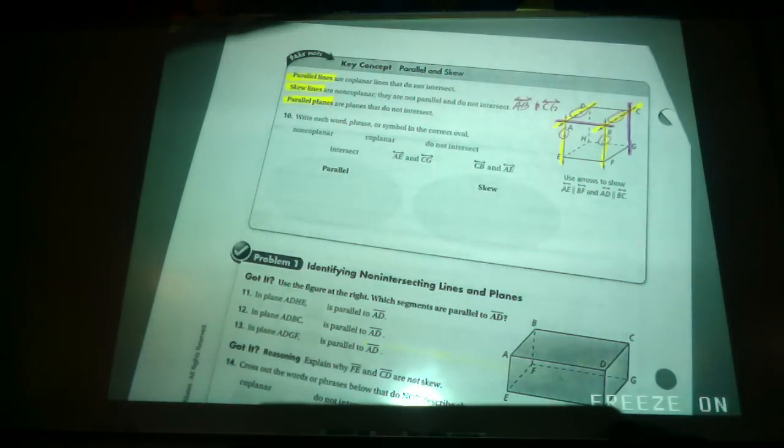Compare yours with somebody around you. See if they have the same things in the same ovals. Talk about something.